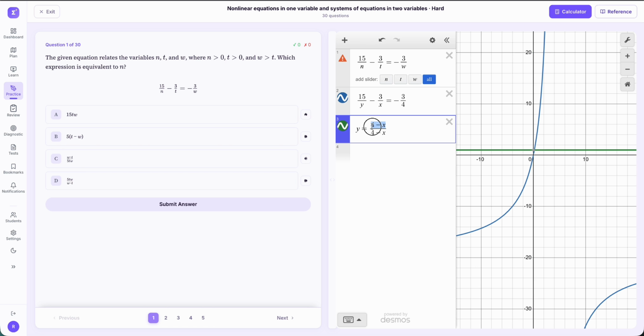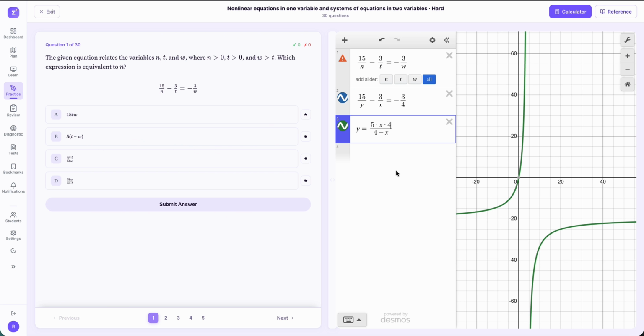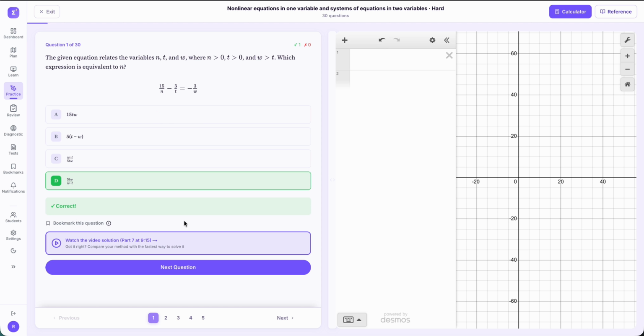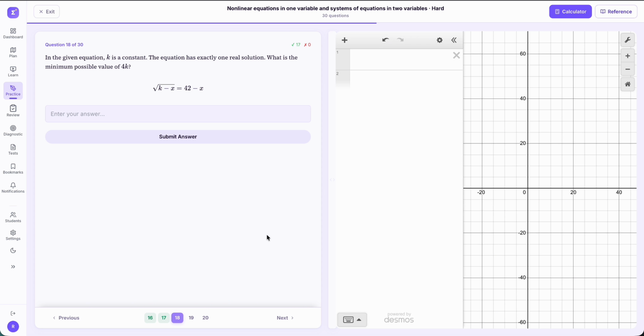And on the top, we're going to write 5 times x times 4, right? And you can see those are exactly the same, right? So if you know this hack, it saves you the algebra. You don't have to solve that, but you can solve that algebraically as well. It would be a little bit annoying to do, but you could do it if you prefer. But this is the Desmos way. So D, let's see. Yep. All right. Okay, next one.